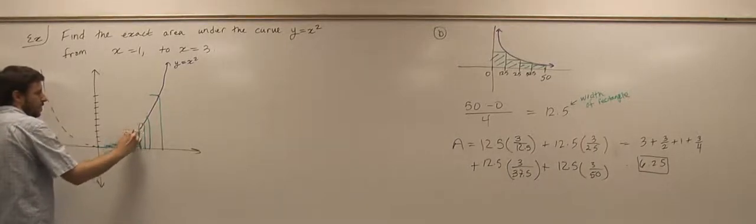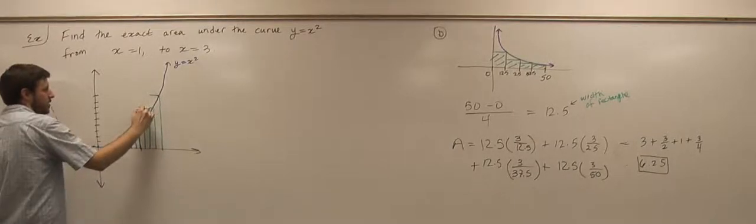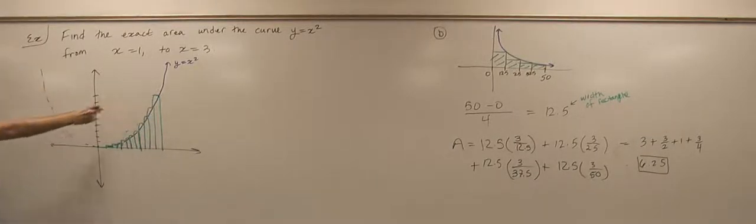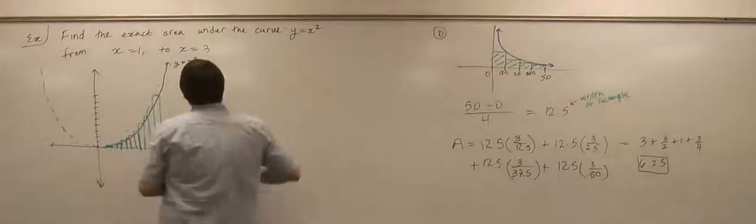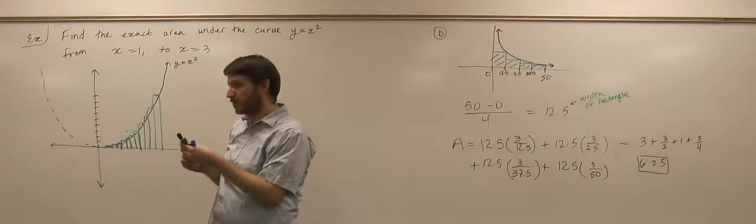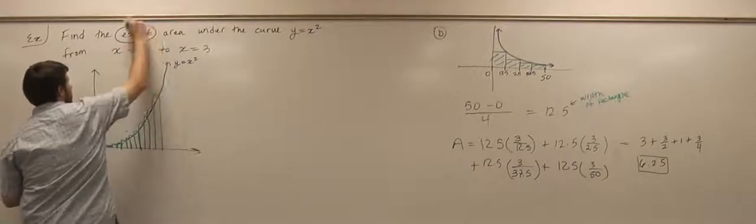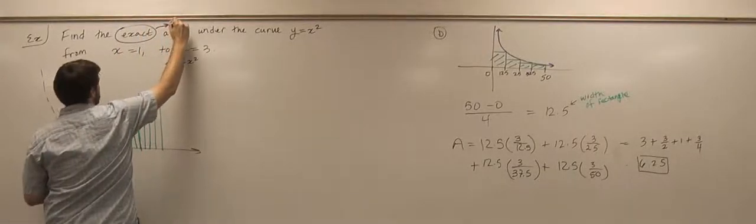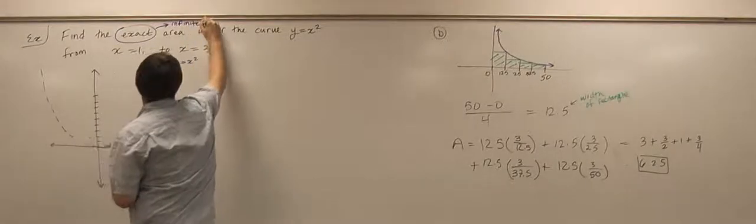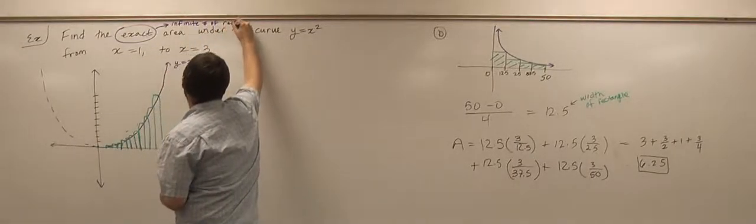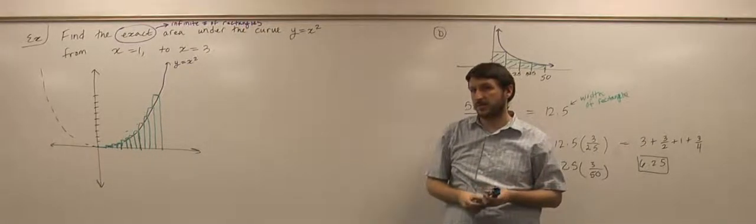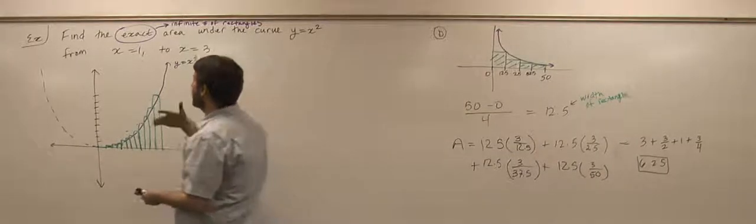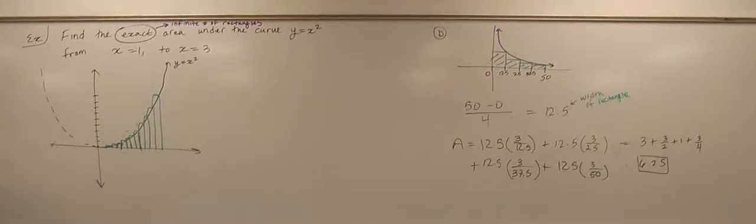Each time you increase the number of rectangles, you get slightly less extra area. So if I want to find the exact area under the curve, then basically I need an infinite number of rectangles. So I'm going to set up a limit process so that I can take a limit as the number of rectangles goes to infinity in order to get the exact area.